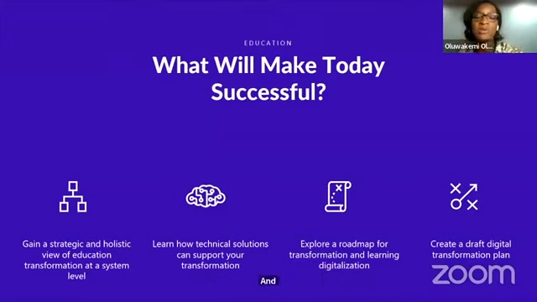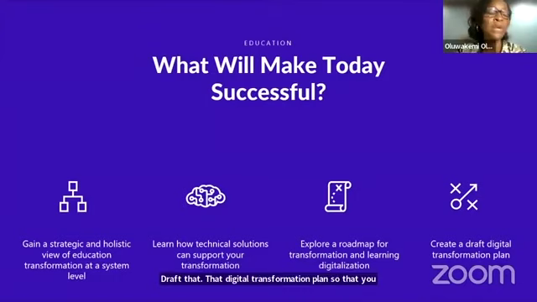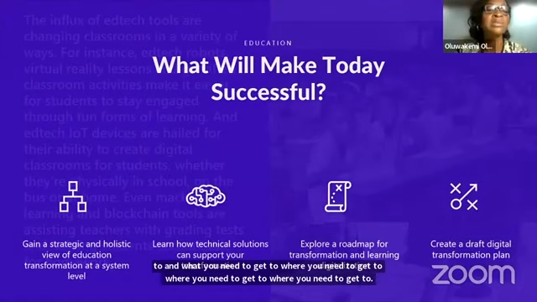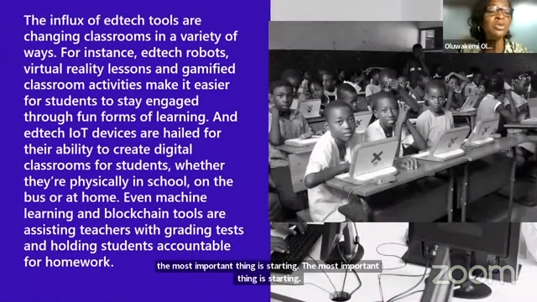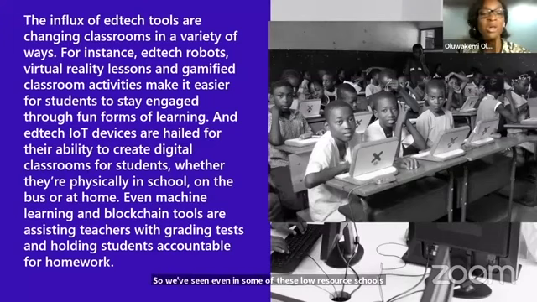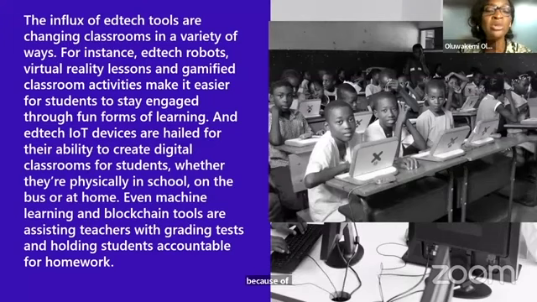So it's important to also have a roadmap and draft that digital transformation plan so that you can know where you are and what you need to get to where you need to get to. The most important thing is starting. We've seen even in some of these low resource schools, because of government intervention, organizations or NGOs, we actually have EdTech in these classrooms.